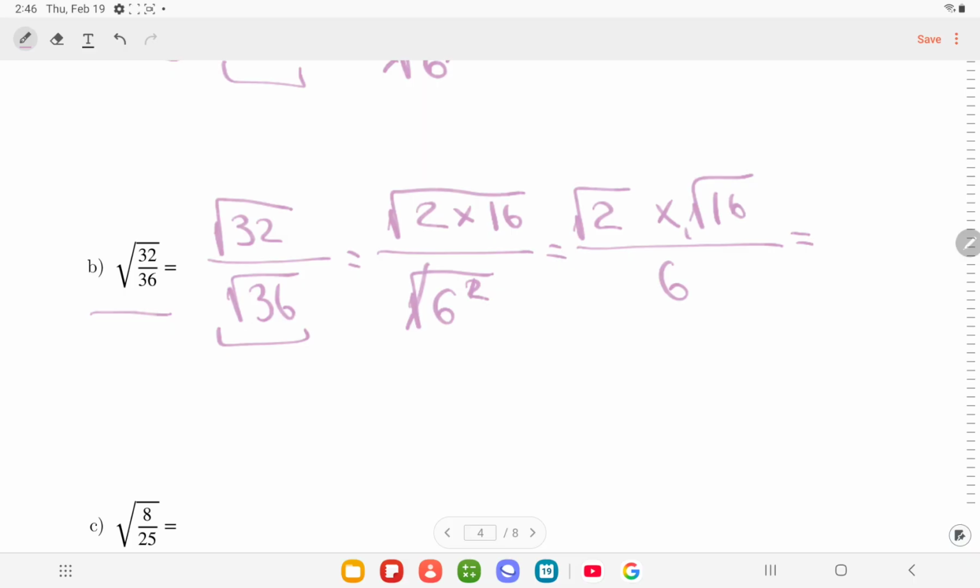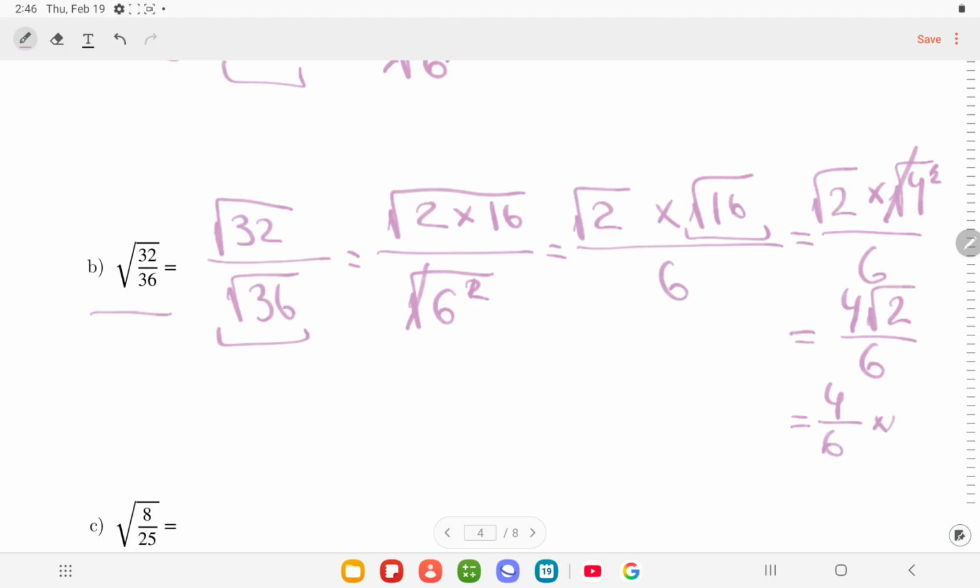And root 16 is a perfect square. It's 4 squared. So we end up with 4 root 2 over 6. And yet again, 4 over 6 can be simplified. Both the numerator and the denominator are divisible by 2. So we end up with 2 over 3 times root 2.